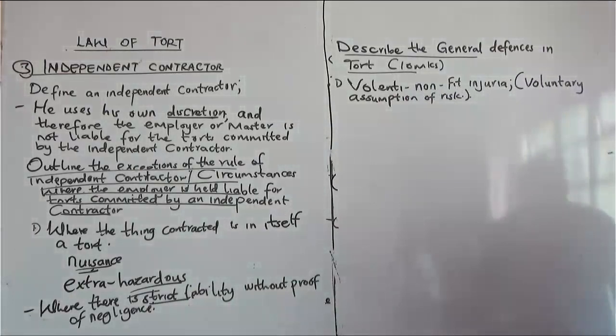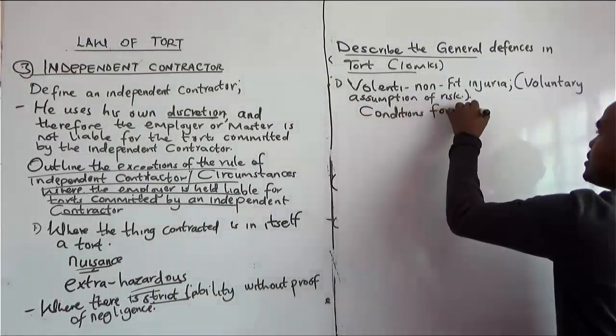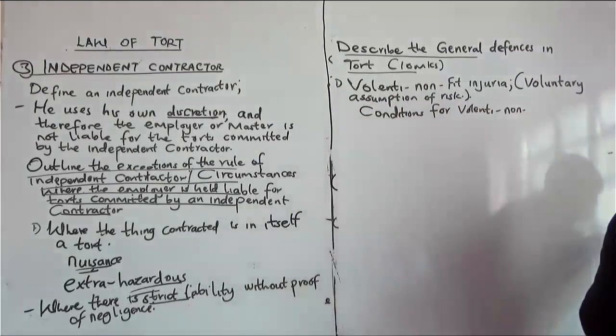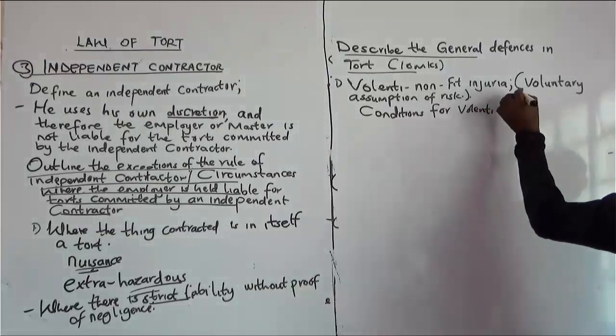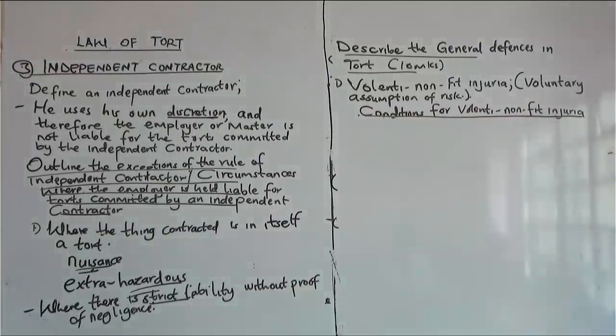There's a common question: what are the conditions for volenti non fit injuria? One, the plaintiff was at the material time aware of the nature and extent of the risk involved.